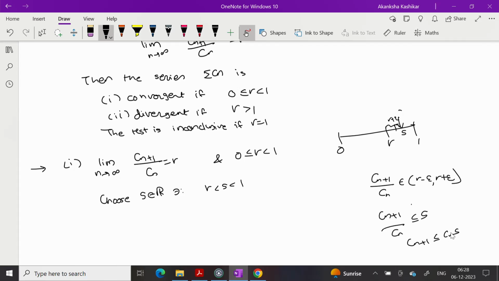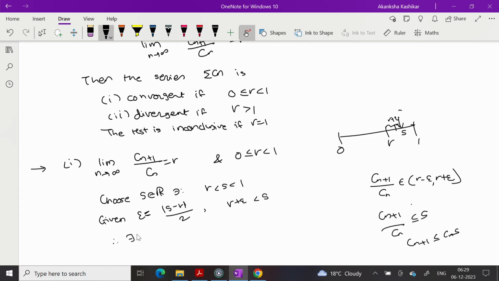Okay, so we are going to use this result. Choose s in R such that r is less than s is less than 1. Now given epsilon equal to mod s minus r by 2, so we are making sure that r plus epsilon is smaller than s. Given epsilon equal to mod s minus r by 2, r plus epsilon will be strictly smaller than s.